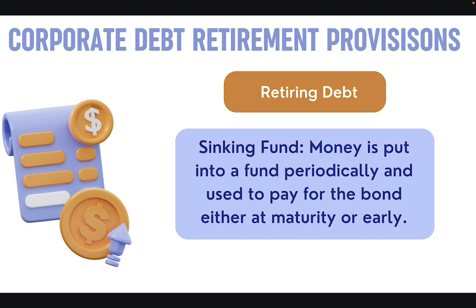Okay, there is something called retiring debt. And so they've created a sinking fund. Money is going to be put into this fund periodically, and it's used to pay for the bond either at maturity or early. It's called a sinking fund.